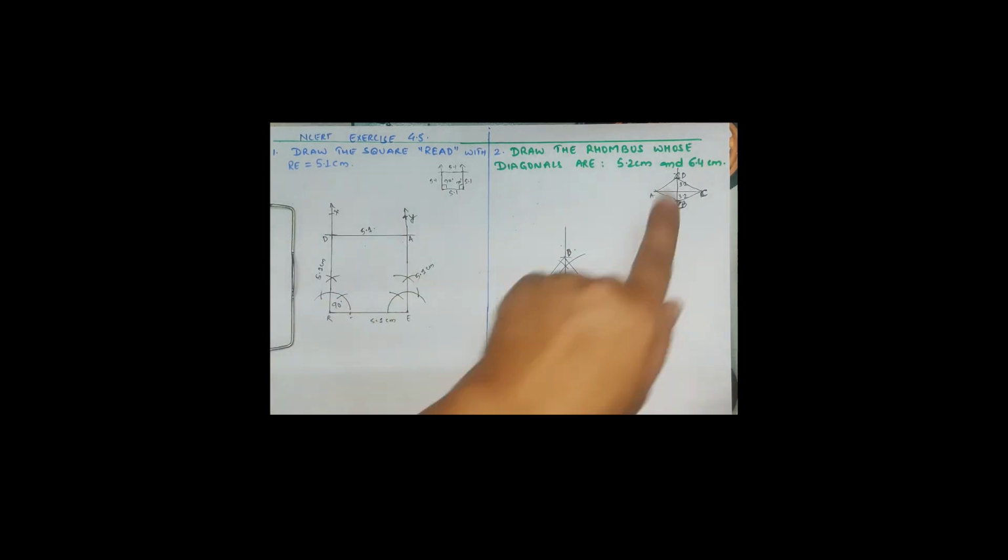So this is your required rhombus, 3.2, that is 6.4, and first was your 5.2. So here it is a rhombus ABCD. Now this third question.